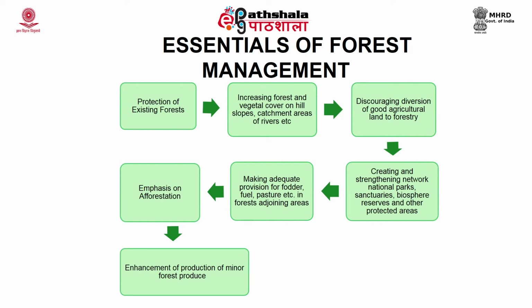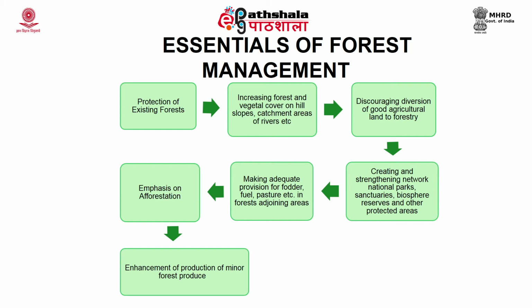This apart, the policy contemplated establishment of networks of national parks, sanctuaries and reserves. The policy also dealt with the provision of sufficient fodder, fuel and pasture, especially in the areas adjoining the forest, in order to meet the requirements of people who are dependent upon the forest. The policy also aimed at afforestation. It said afforestation should be intensified with special emphasis on augmenting fuel wood production so as to meet the requirements of the country.